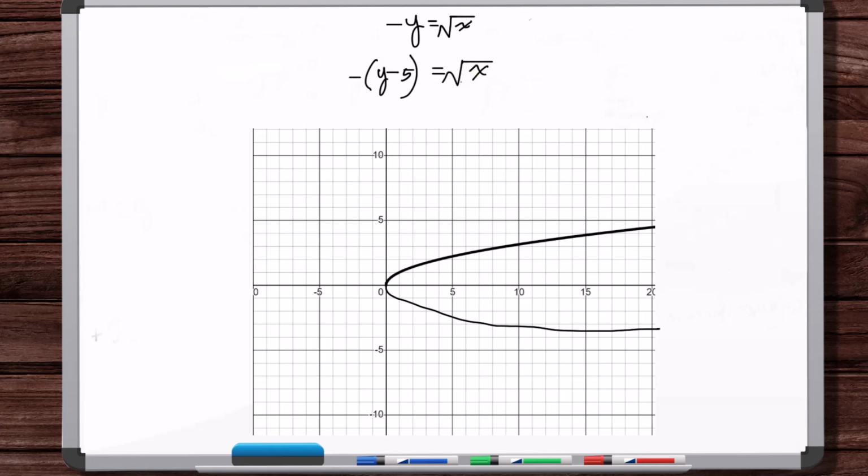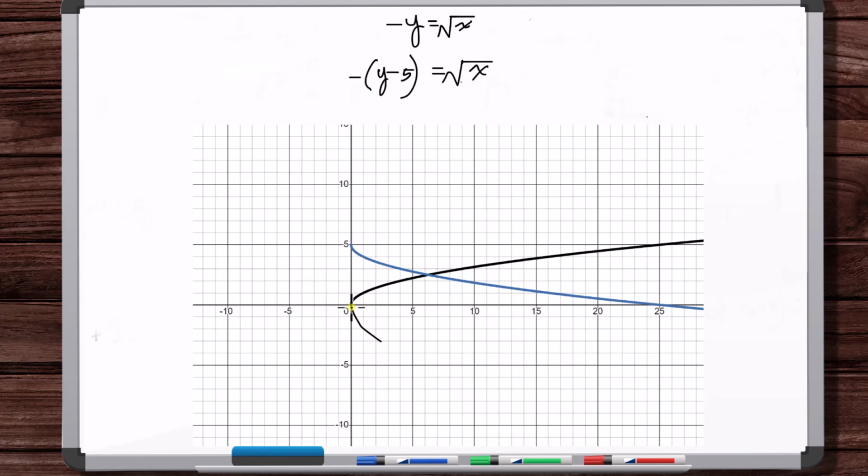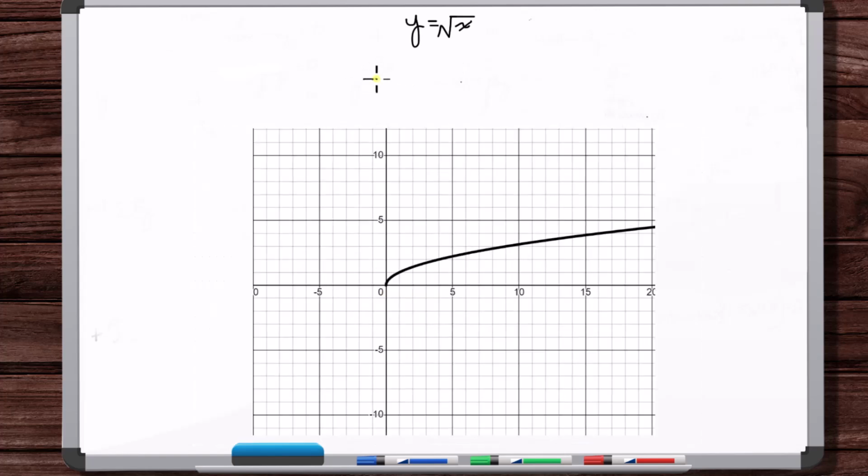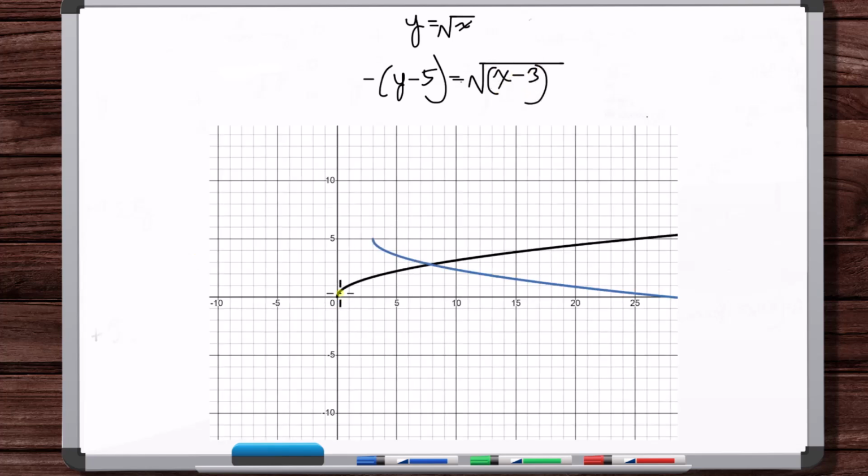Okay, let's take a look at that graph. There you go. We flipped this, then we shifted it up. Or we could flip it, shift it up 5 units, and then also shift it to the right 3 units. There you go. Flipped it, shifted it up, and then shifted it to the right.